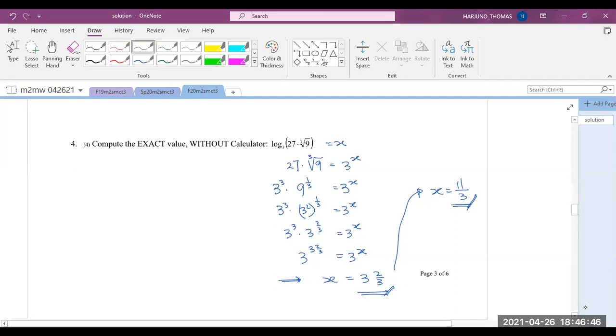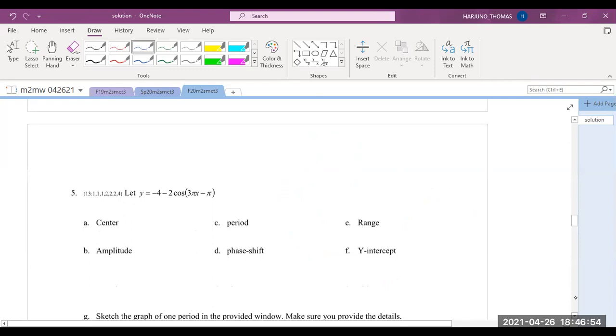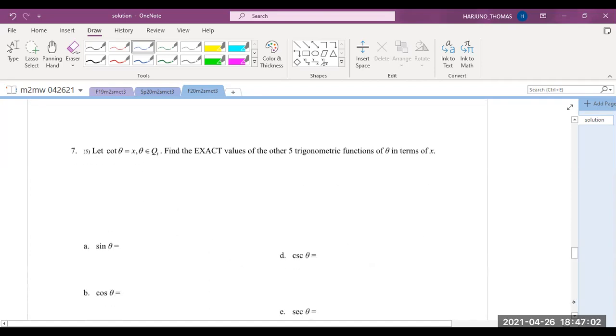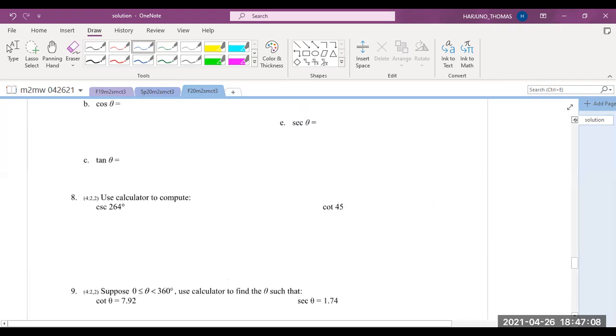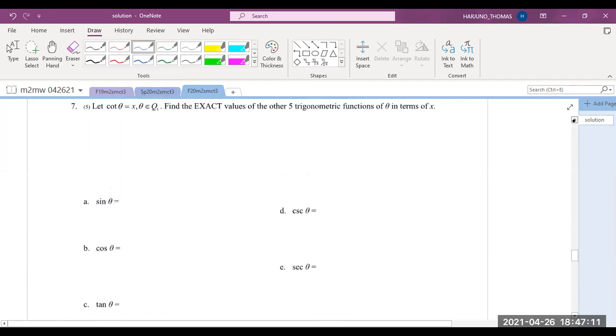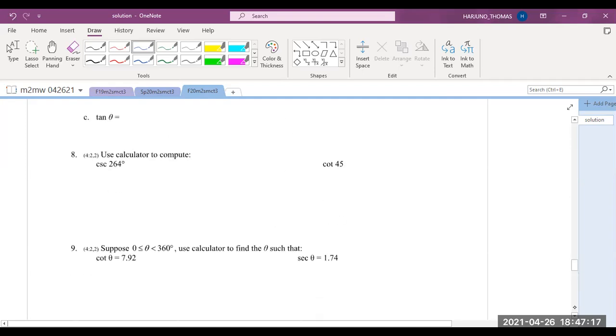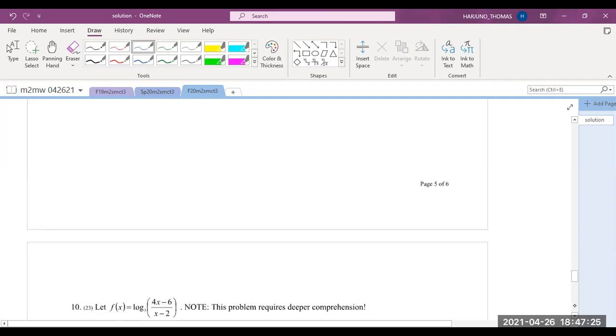Okay, that's for number 4. Am I too fast? I hope not. Number 5, graph of cosine, that's later next week. Number 6, graph of sine, that's next week. Number 7, that's the material we'll go over tomorrow. Okay, number 8, we can use a calculator to do that. Number 9, that one I think we need sometime next week.